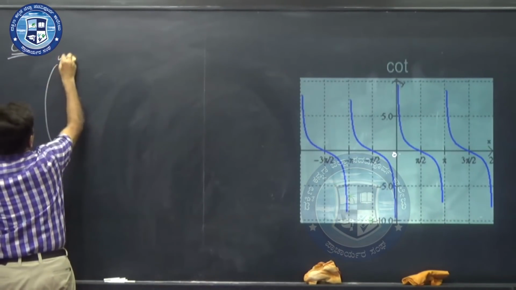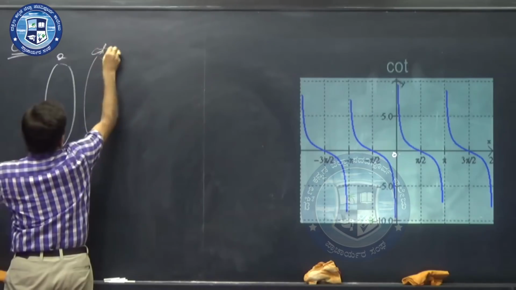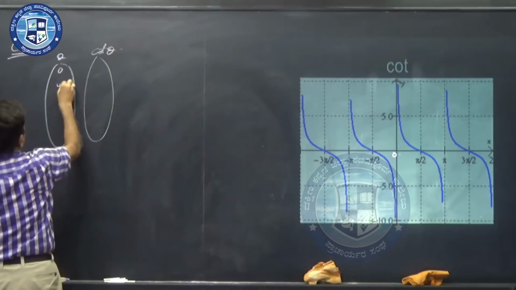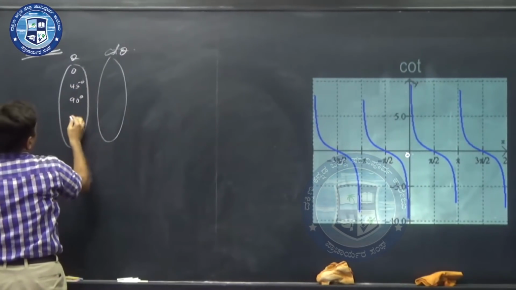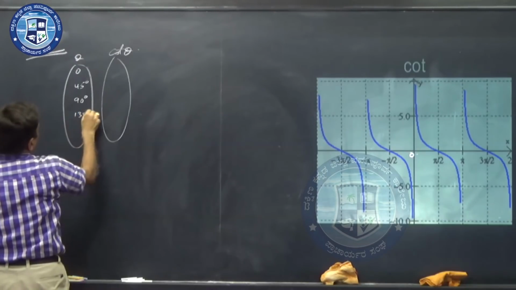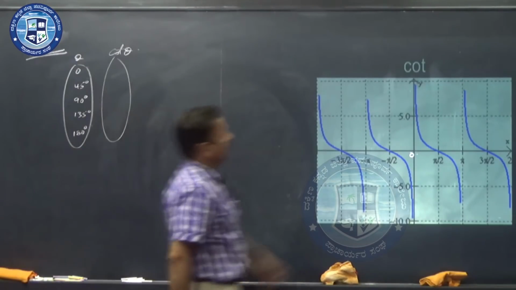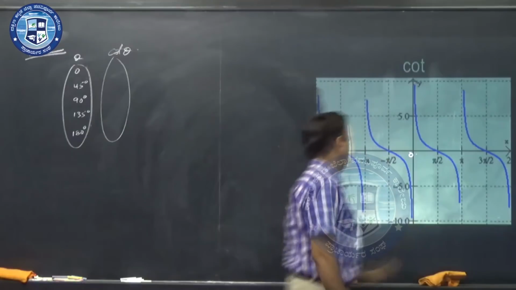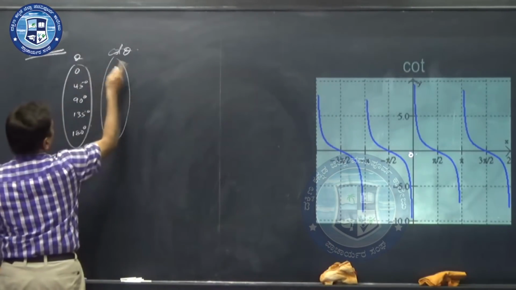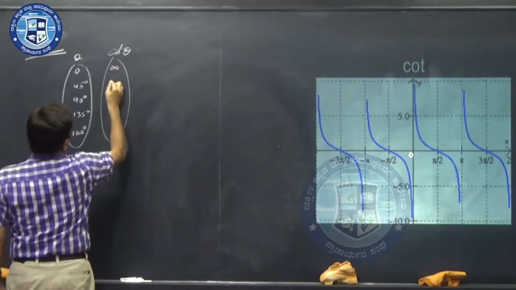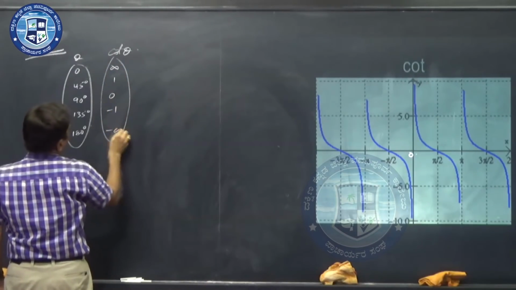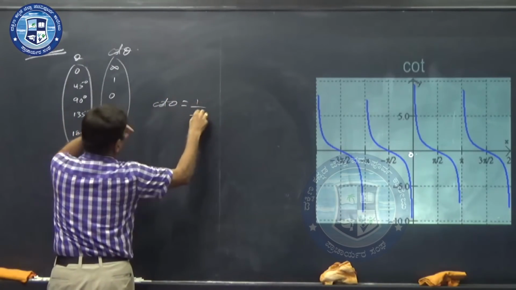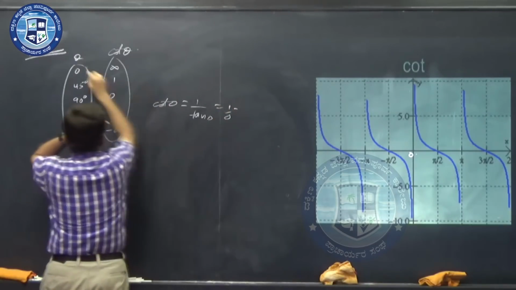Look at this. This is theta, this is cot theta. Let me select any values, 0, 45, 90, 135, 180, because the graph gives the idea that you have to consider between 0 to pi, where it is continuous, and if you draw the horizontal line, it will cut the curve at 1 point only. And here, this is infinity, 1, 0, minus 1, minus infinity. Cot 0 is 1 by tan 0, that is 1 by 0, that is equal to infinity.